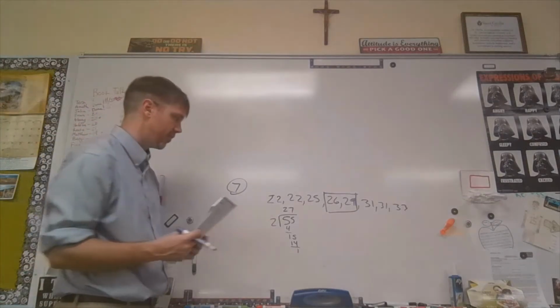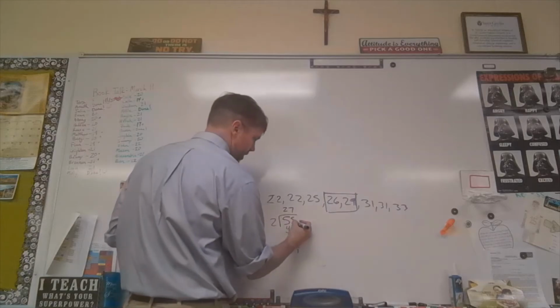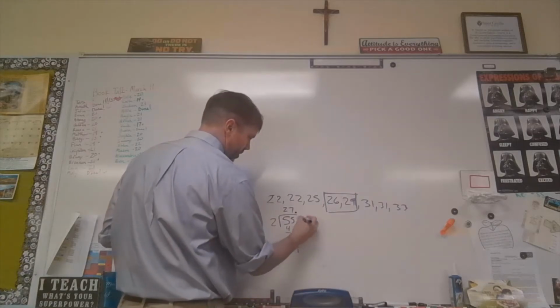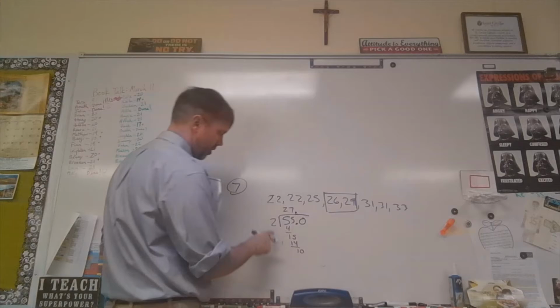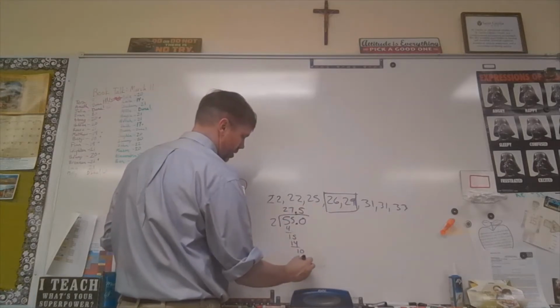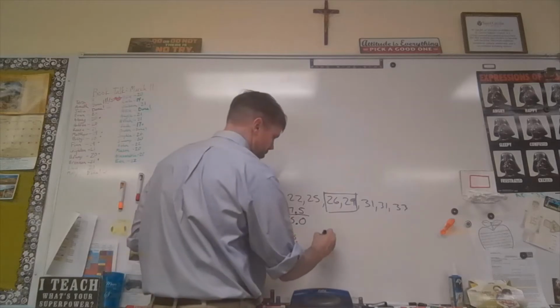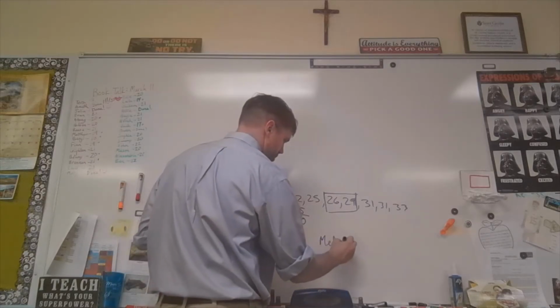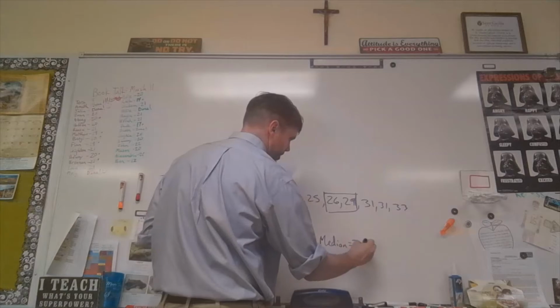So we're going to have 1 left over, but we just put a decimal point here and a decimal point up above it. Add a 0, drop down the 0. 2 goes into 10 5 times, which is 10, which gives us 0. So our median is 27.5.